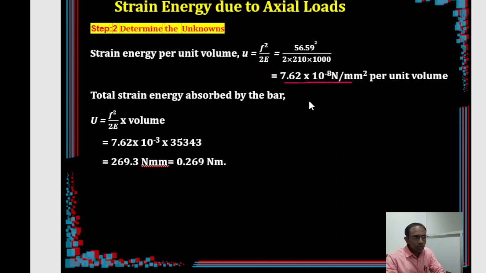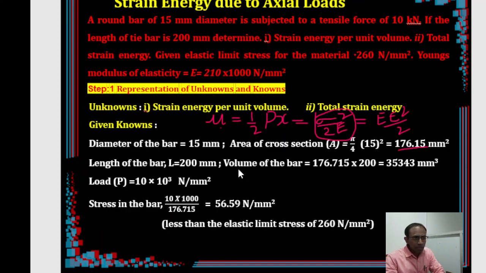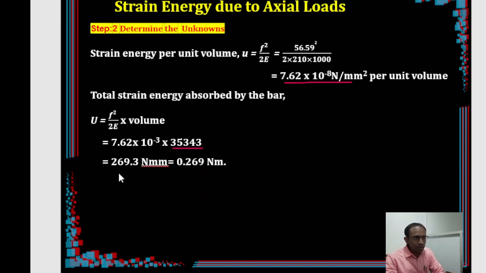This is the solution. If you want the total strain energy, what is the difference between strain energy per unit volume and strain energy? You simply multiply the strain energy per unit volume with the volume, and you will get the strain energy. In the beginning we got the area, and area and volume both we got. This is the volume. So you can simply multiply with the volume, and you will get the total strain energy. Straightforward problem. So let's look at it in similar lines.